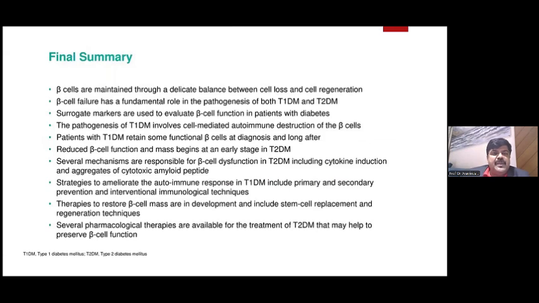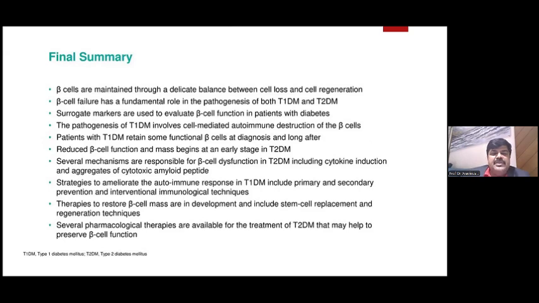So, final summary. Beta cells are maintained through a delicate balance between cell loss and cell regeneration. Beta cell failure has a fundamental role in pathogenesis of both type 1 and type 2 diabetes. Surrogate markers are used to evaluate beta cell function in patients with diabetes. The pathogenesis of type 1 diabetes involves cell mediated autoimmune destruction of the beta cells. Patients with type 1 diabetes retain some functional beta cells at diagnosis and long after. Reduced beta cell function and mass begins at an early stage in diabetes.